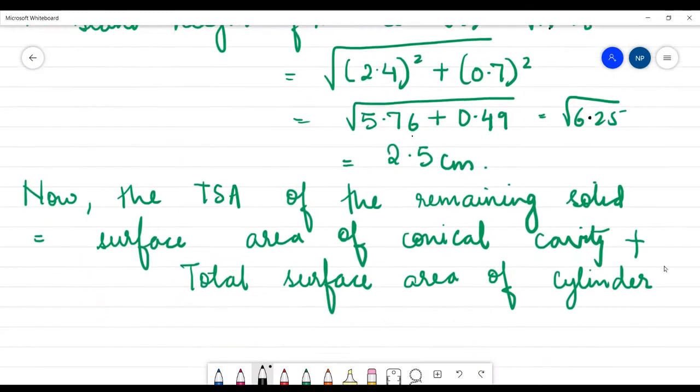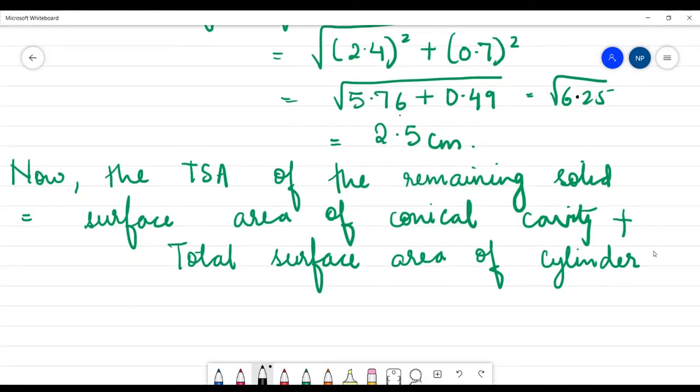So the total surface area of the remaining solid is equal to the surface area of the conical cavity plus total surface area of the cylinder. For the total surface area of the cylinder, children, we need the curved surface area of the cylinder plus the area of the base as well.